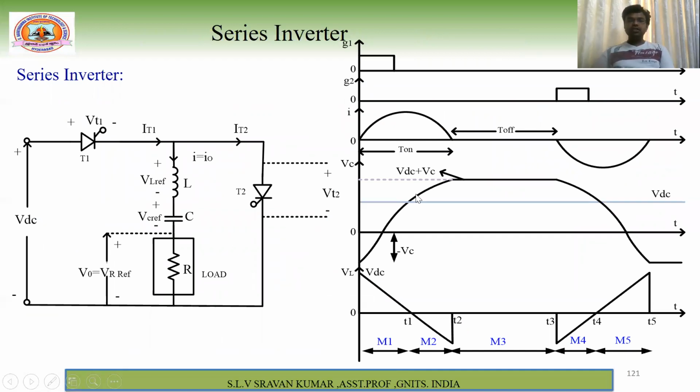Now we will go for the series inverter. Why you are calling it a series inverter is because the R load is connected in series with L and C. Here the L and C components are acting as commutating elements, right? For example, if you forget about this one, this will be exactly class A commutation, which is called load commutation.